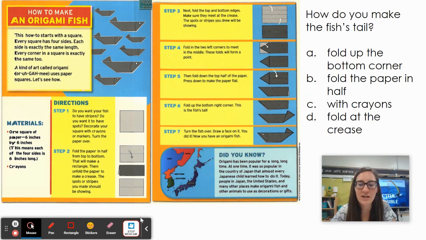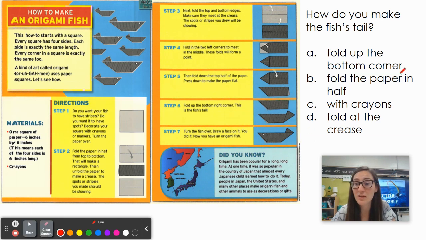How do you make the fish's tail? A, fold up the bottom corner. B, fold the paper in half. C, with crayons. Or D, fold at the crease. So this is a type of question where even if you know it in your head, look back in the text. Figure out which step you do make the tail, and then read it again, and then see the best answer.